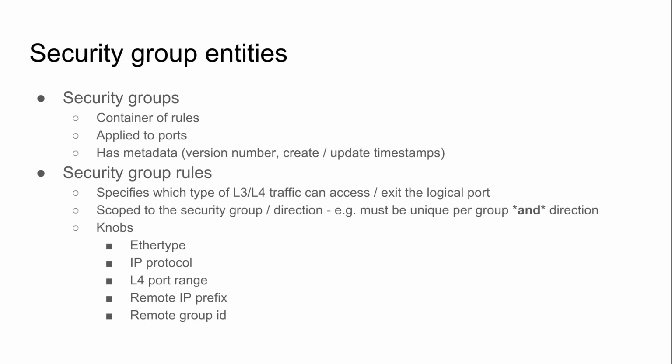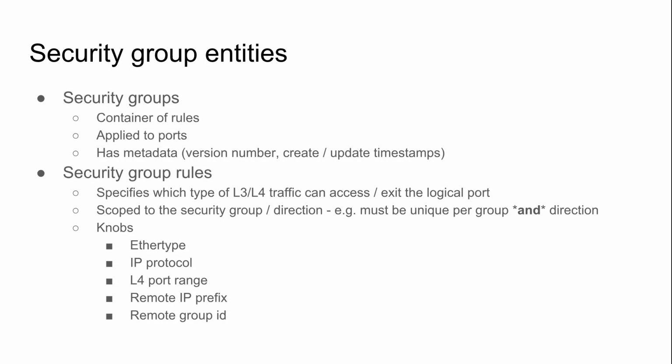A security group rule specifies which type of layer 3 or layer 4 traffic can access or exit the logical port. For instance, you cannot create a security group rule specifying which MAC addresses can access a given service. It can only use layer 3 or layer 4 semantics. The security group rule is scoped to the security group and direction. By scoped, I mean that you can have the same rule in different groups. And by direction, I mean that if you want to allow all ICMP traffic to and from a VM, you will need to define one rule to allow incoming ICMP traffic and another rule to allow outgoing ICMP traffic.